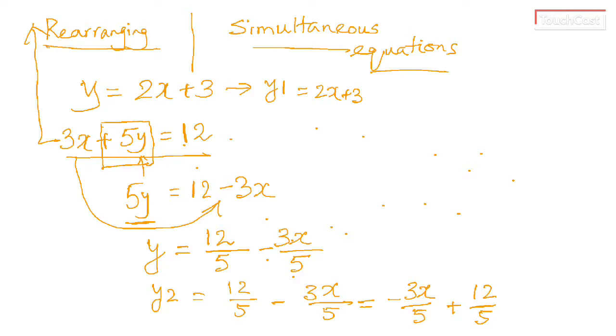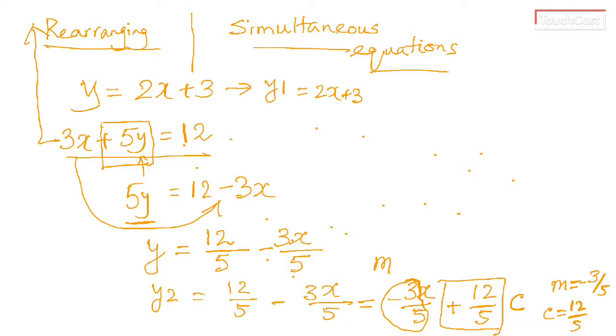I know some of the students will be surprised to see all these, and we know this is the gradient of the line, and this is the y-intercept. We call it M and C. So M is negative 3 over 5 and C is 12 over 5.